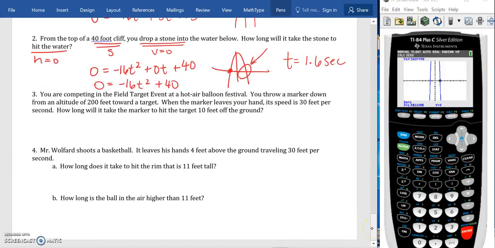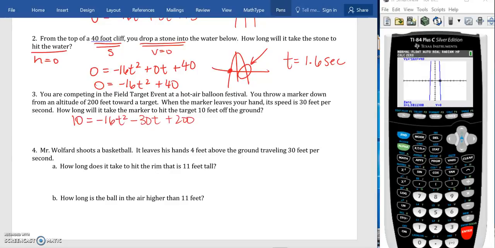So let's try a couple more together. This one's a little different because this time we're not going to be hitting the ground. We're going to hit something that's off the ground. So I want you to pause and see if you can figure out the model before you see me do it. So go ahead and hit pause and then check with me and see if you're correct.